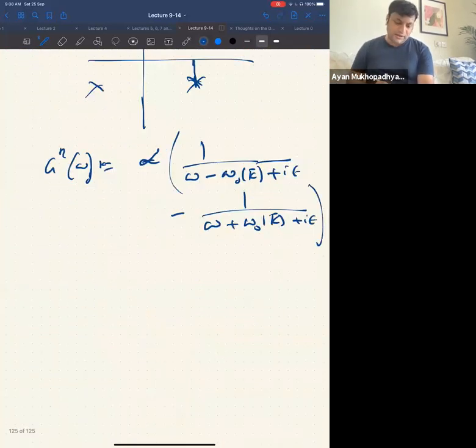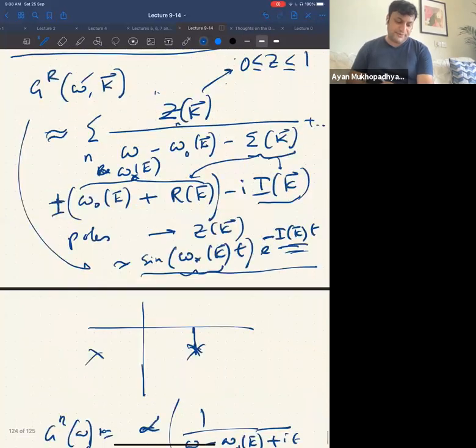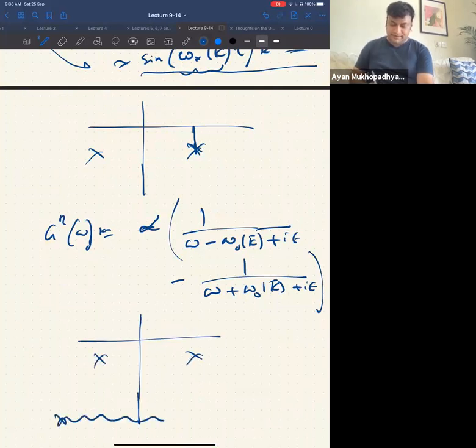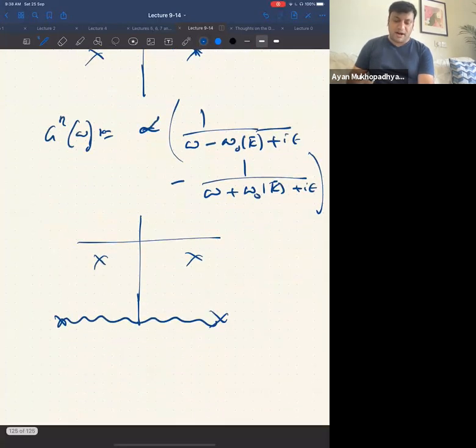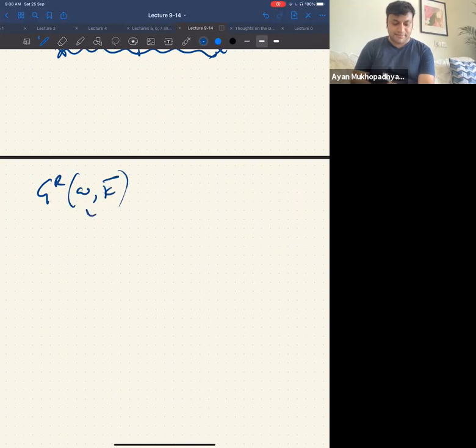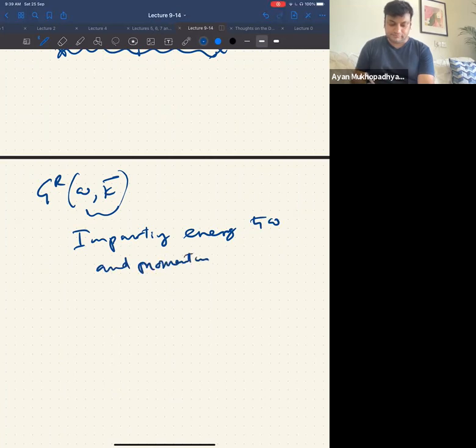But okay, now I also said that this is not the full story. You should expect also some branch cuts. And the branch cuts are, I said, would be something like this. So let me explain where the branch cuts come from. One way to think about this, suppose you have G^R(omega, k), one way to understand this, you are imparting energy h-bar omega and momentum h-bar k into the system, right?